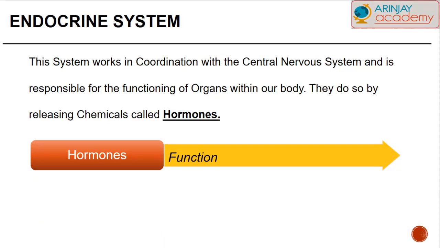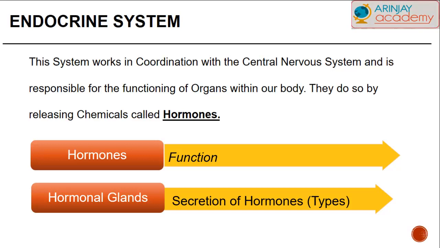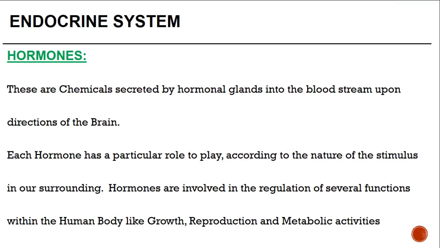We will now have a look at what hormones are and how they function, and also what kind of hormonal glands secrete hormones and what kind of hormones. Hormones are chemicals secreted by hormonal glands into the bloodstream upon directions of the brain. Each hormone has a particular role to play according to the nature of the stimulus in our surrounding. Hormones are involved in the regulation of several functions within the human body like growth, reproduction, and metabolic activities. So if hormones are not present, our body cannot function properly.